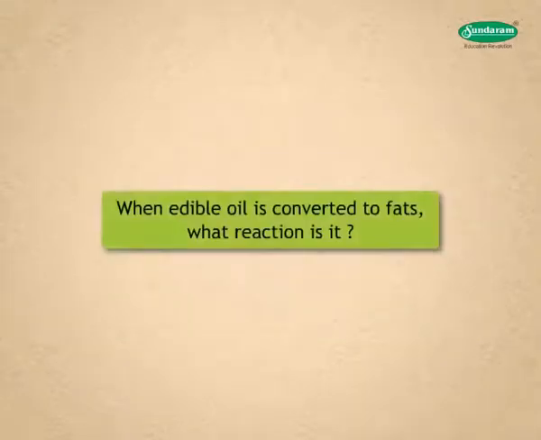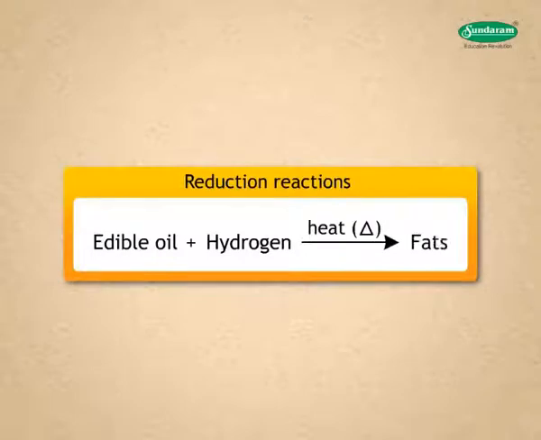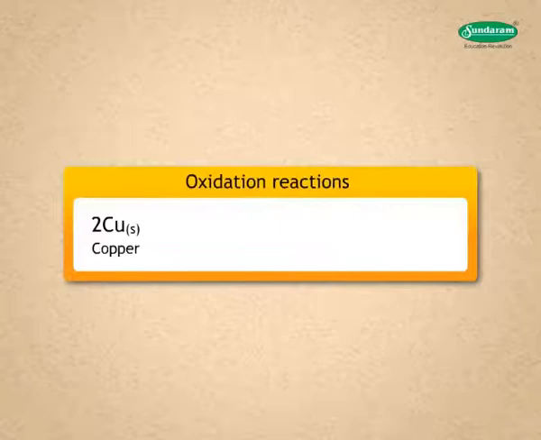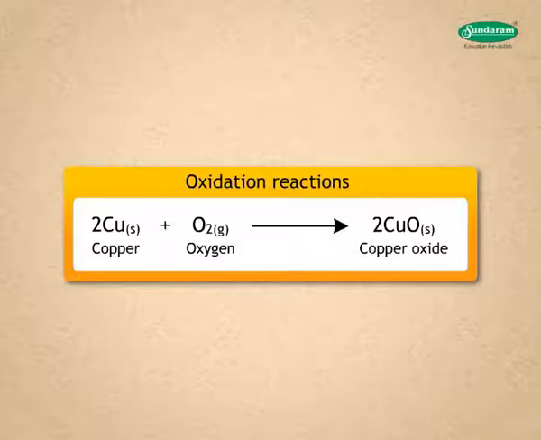When edible oil is converted to fats, what reaction is it? Express this reaction in words. This reaction is reduction. Edible oil plus hydrogen on heating gives fats. Recall this reaction. 2Cu solid plus O2 gas gives 2CuO solid. It is an oxidation reaction. Why? Because oxygen is added.